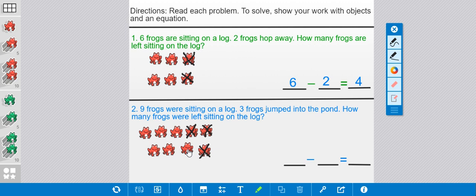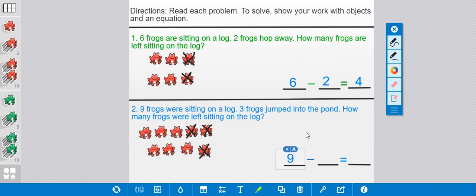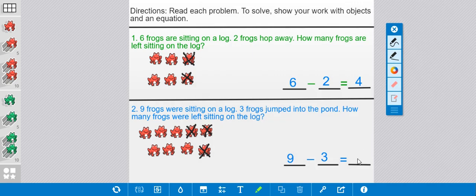All right, excellent work. So let's get ready to write our equation. So we started out with 9 frogs. So let's put the number 9 on the first line. Find my 9. Okay. And then 3 frogs jumped into the pond. So 9 minus 3. Because 3 frogs hopped away, so they're not on the log anymore. They're all gone. They wanted to go take a swim, and their other friends wanted to stay on the log and sunbathe.